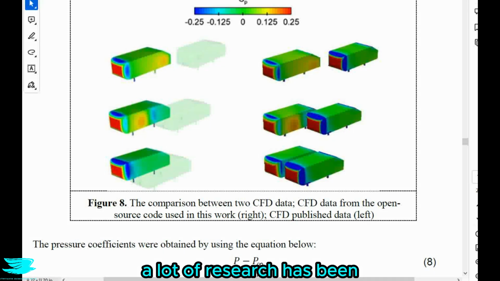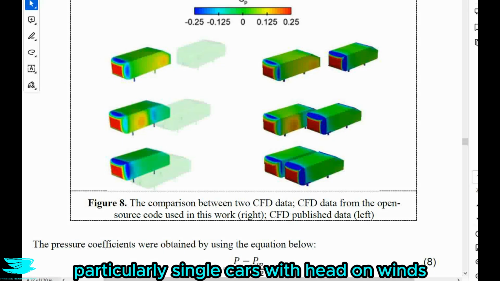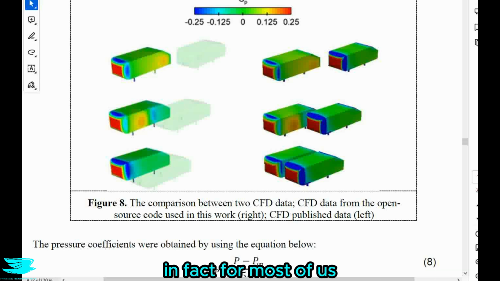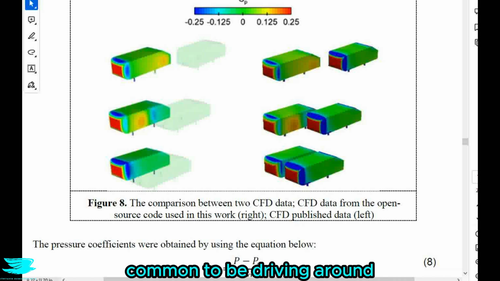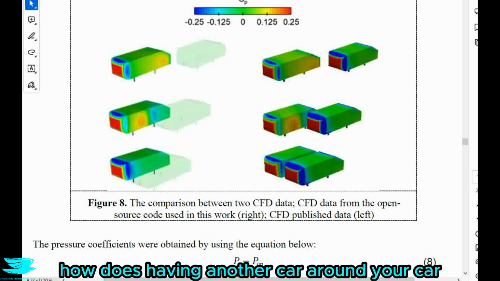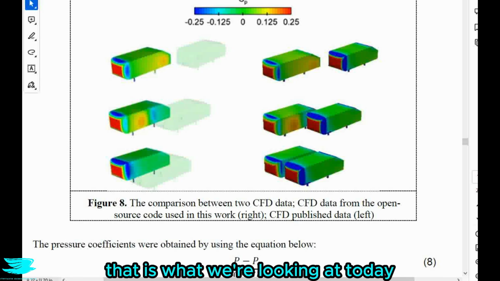A lot of research has been done on the aerodynamics of cars, particularly single cars with head-on winds. But what about when one car overtakes another? In fact, for most of us, it is much more common to be driving around with other cars around than not. So how does having another car around your car affect its aerodynamics? That is what we're looking at today.